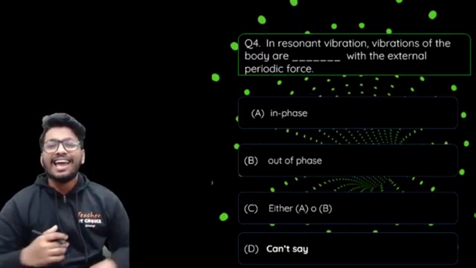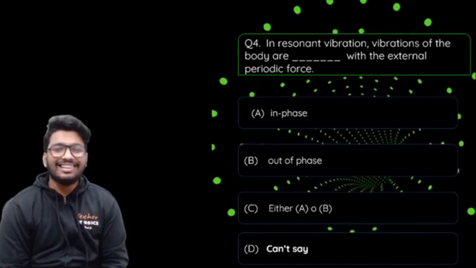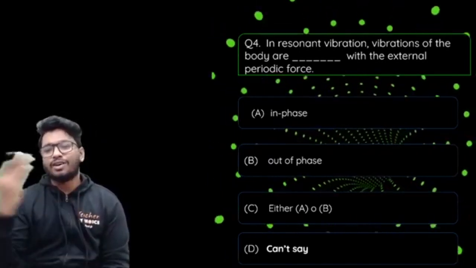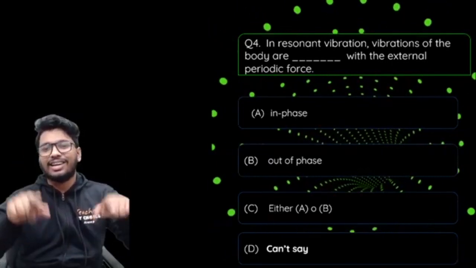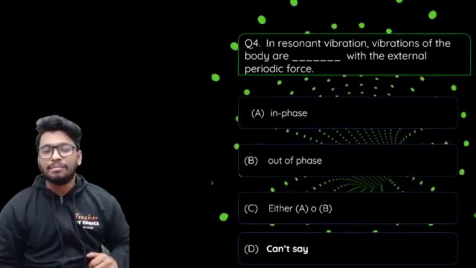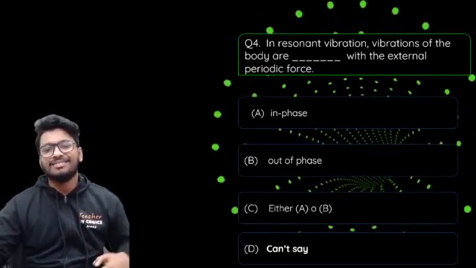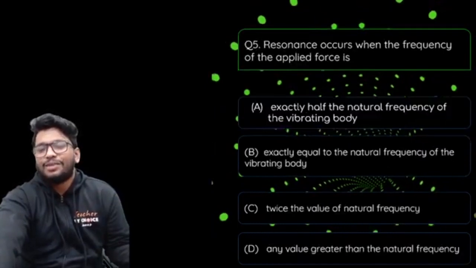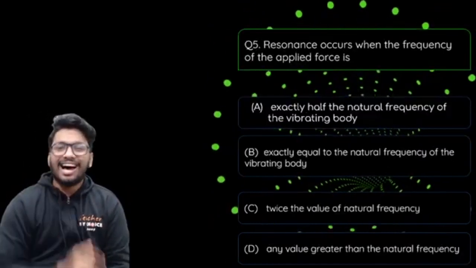Moving on to the fourth question. In resonant vibration, vibrations of the body are dash with the external periodic force. Is it in phase, out of phase, either in phase or out of phase, or can't say? In the case of resonance, the vibrations of the body are dash with the external periodic force, and the answer is in phase, people. They have to be in phase, because they all have to be equal so that resonance can happen.